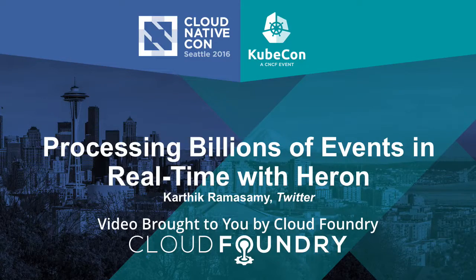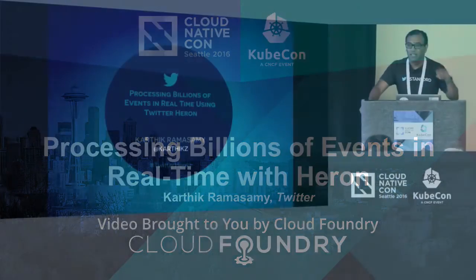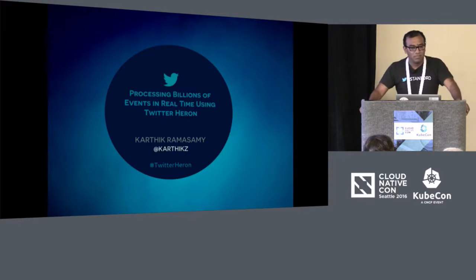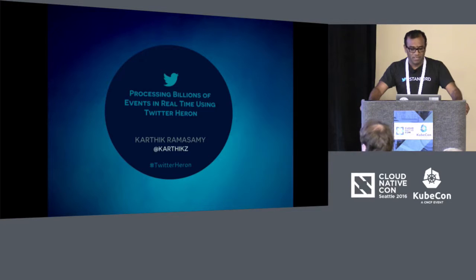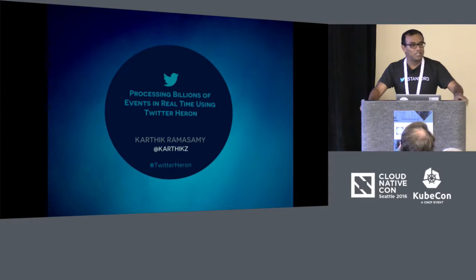Okay, thanks for coming. So the title of my talk is processing billions of events in real time using the newly released open source software called Twitter Heron. Heron has been in production within Twitter for more than 2.5 years, and we just got it open source a few months ago. And already we are hitting around probably 1,000 pull requests so far. I think we should be crossing it anytime next week, I guess.